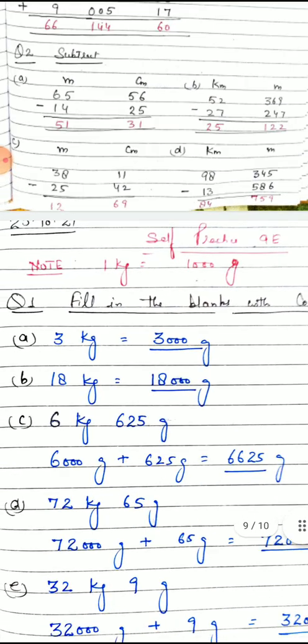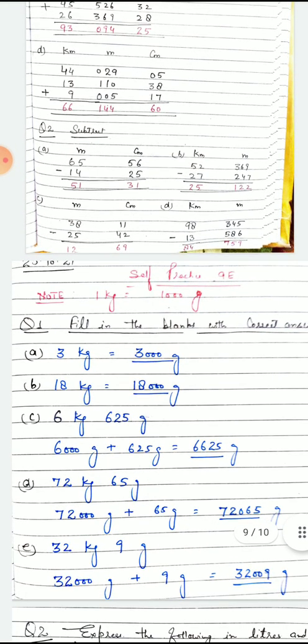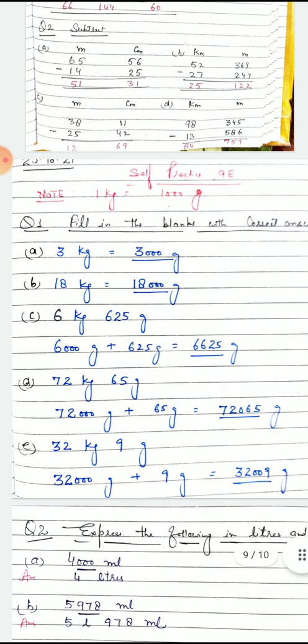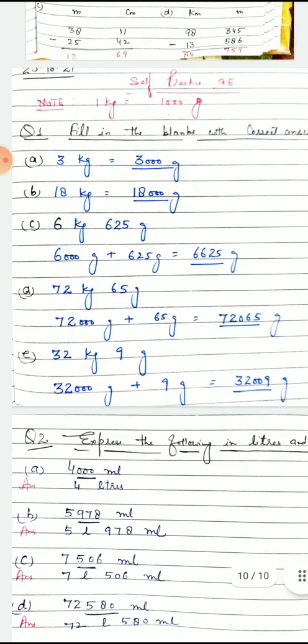Now kilogram and gram. 1 kilogram is equal to 1000 gram, you know very well. 3 kilograms is equal to 3 multiplied by 1000, you get 3000 grams. 6 kilograms 625 grams. Again convert this 6 kilograms into grams. 6 kilograms means 6 multiplied by 1000 gram, you get 6000 gram. Then add this 625 grams also, you will get 6625 grams.